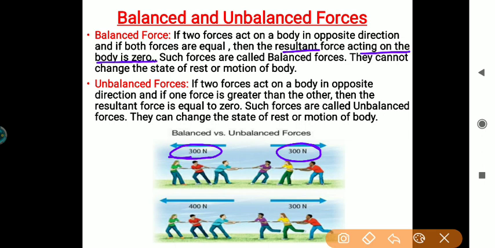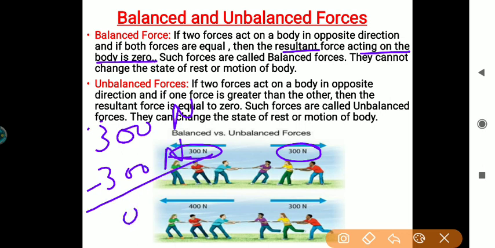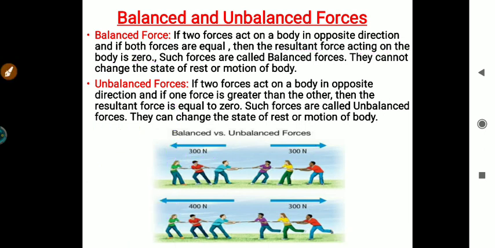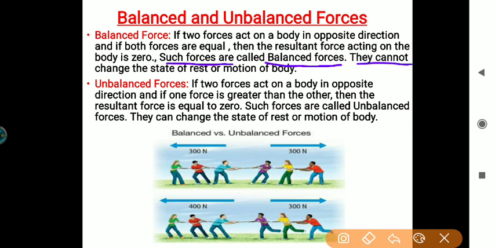Resultant force means left side force minus right side force. That means 300 Newton minus 300 Newton, so the resultant force is 0 Newton. Such forces are called balanced forces. And because the resultant force is 0, they cannot change the state of rest or motion of a body.